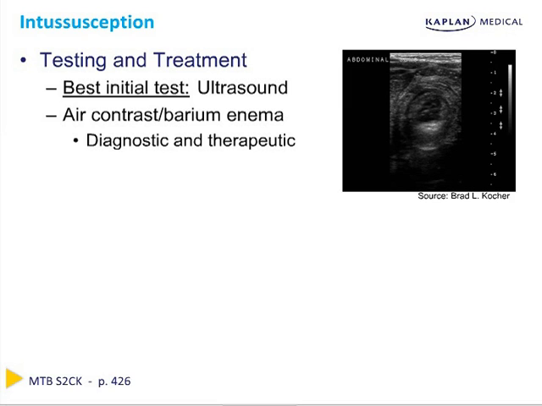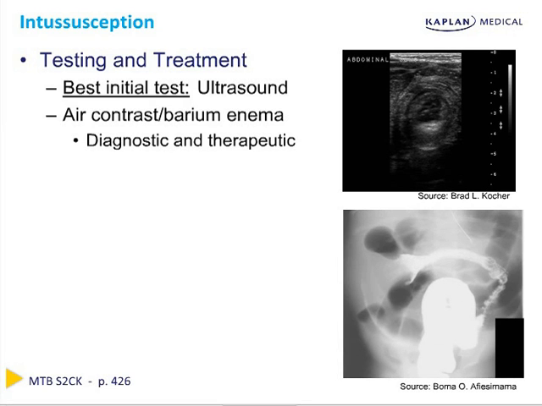I'd choose air contrast because, in case there's a perforation, air isn't going to hurt the peritoneum like barium could. Barium will really lead to more inflamed peritoneum and peritonitis. So air contrast is really your diagnostic and therapeutic test of choice. Here's a picture of what a barium enema looks like, and you see the colon lining up, and you can see where there's a sharp cutoff, and that's where the intussusception is. You just use the enema to push that, and then eventually all your colon will fill up with enema.